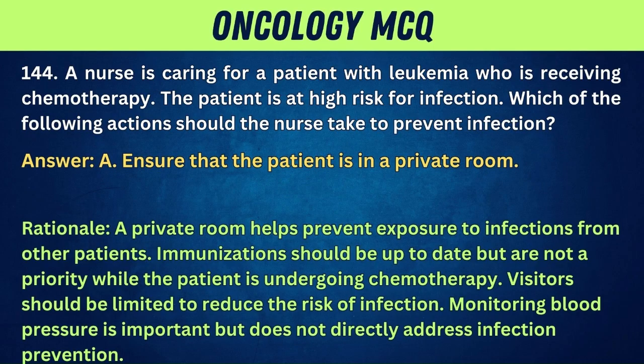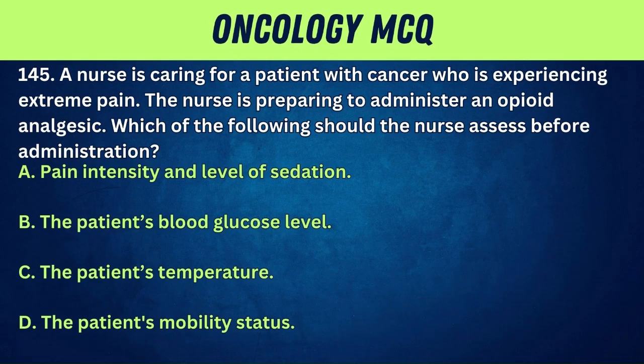Rationale: a private room helps prevent exposure to infections from other patients. Immunizations should be up to date, but are not a priority while the patient is undergoing chemotherapy. Visitors should be limited to reduce the risk of infection. Monitoring blood pressure is important, but does not directly address infection prevention.